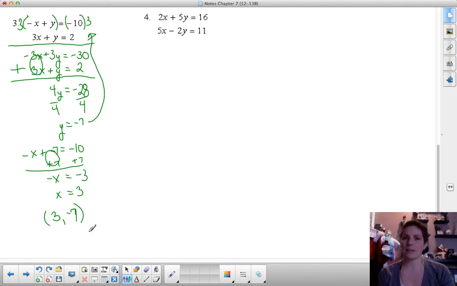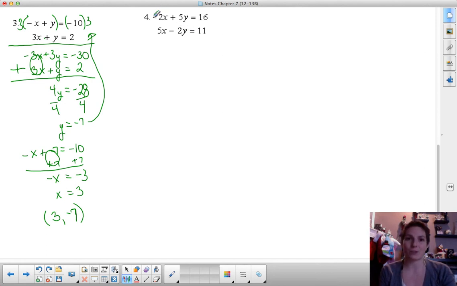I want you to see that one again. This time I'm going to choose to eliminate the y values. All right, so what would I do so that my y values would eliminate? Well, I could turn 5y and I could also turn 2y. I could turn them both into 10y pretty easily. So that's what I'm going to do.